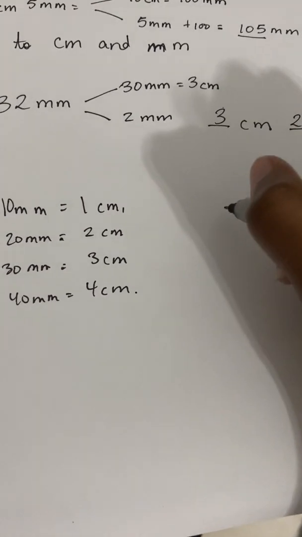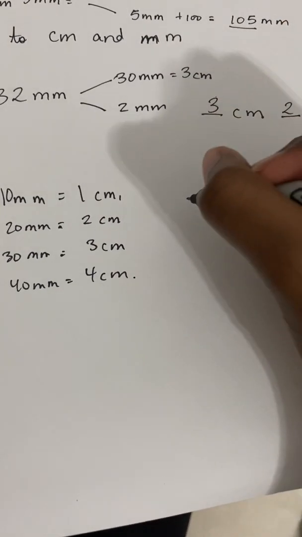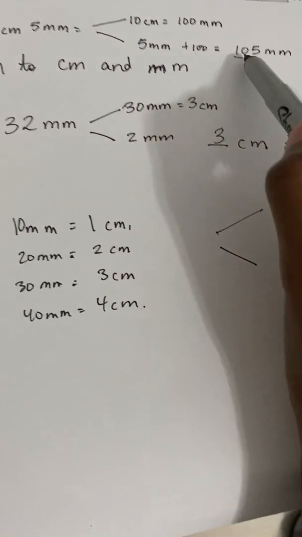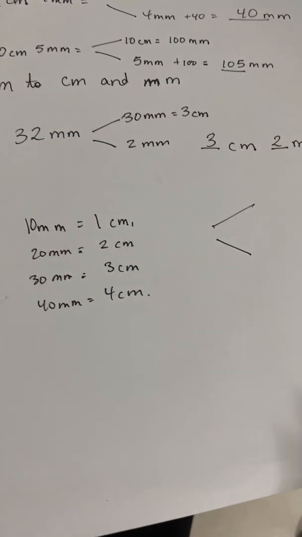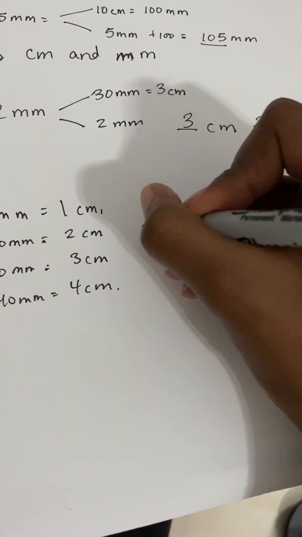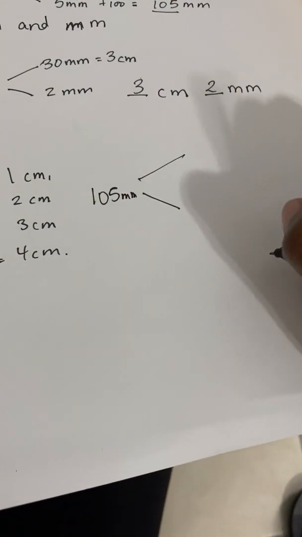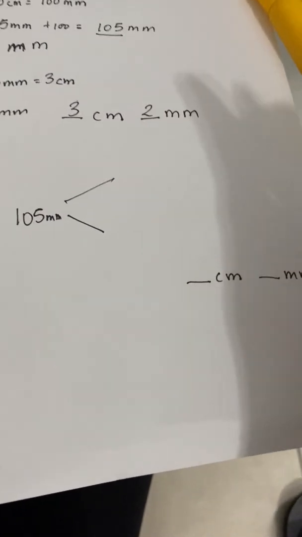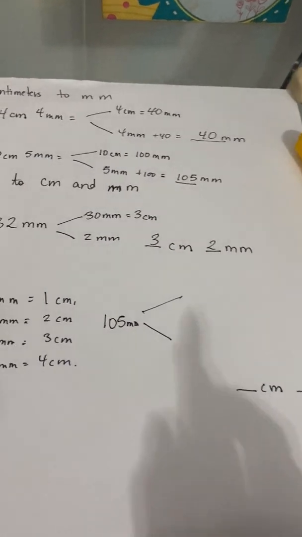Let's do another one. Let's do a bigger number. Let's change 105 millimeters back to centimeters and millimeters. So I'm going to put 105 millimeters. Now they were trying to ask us how much it is in centimeters and millimeters. So we're converting it back to what it originally was.